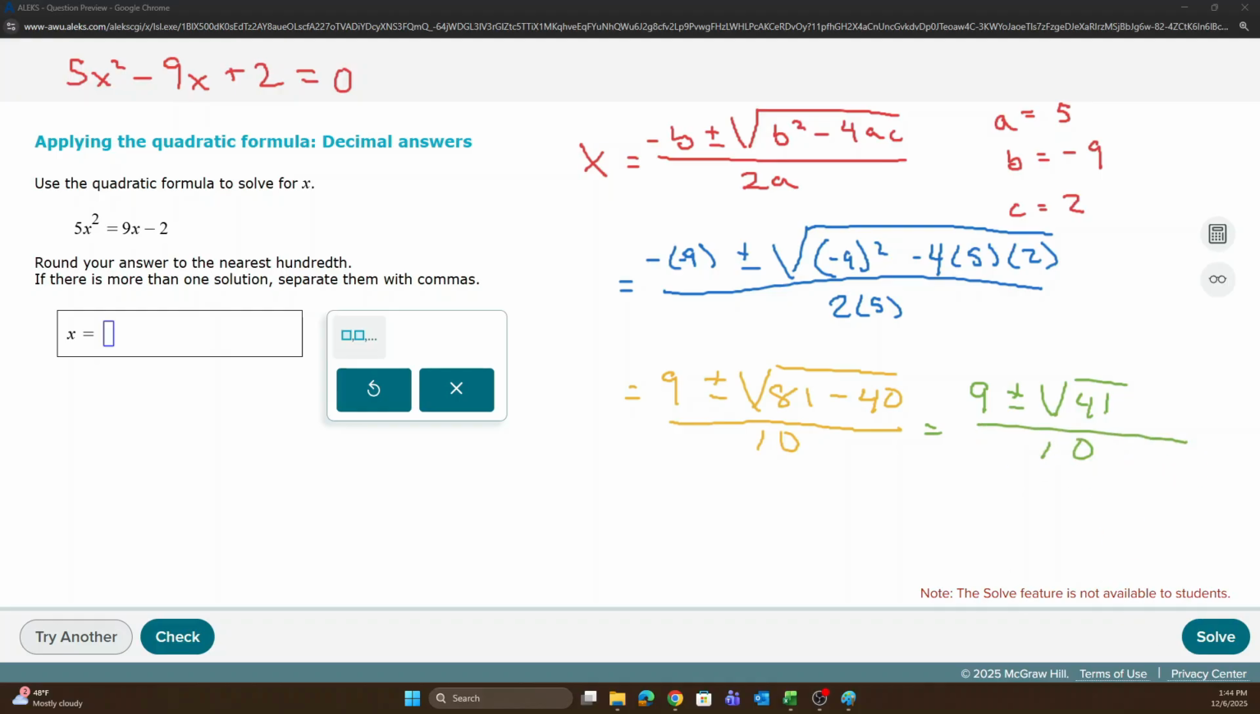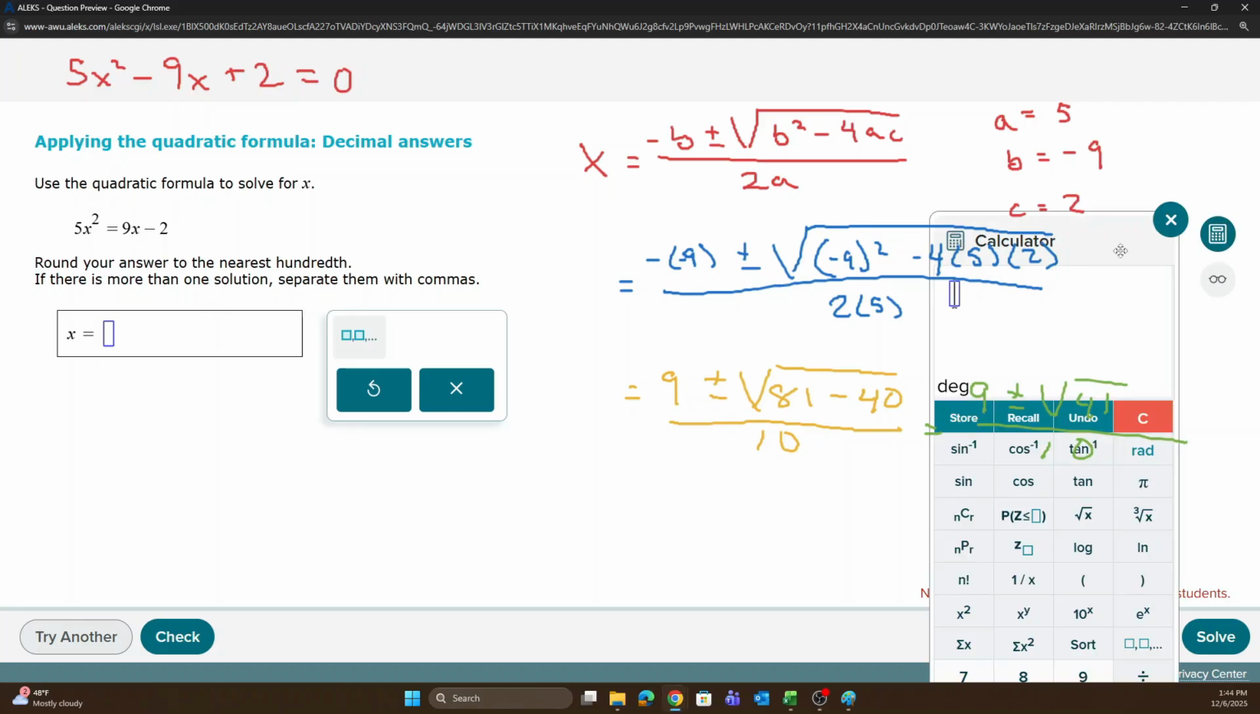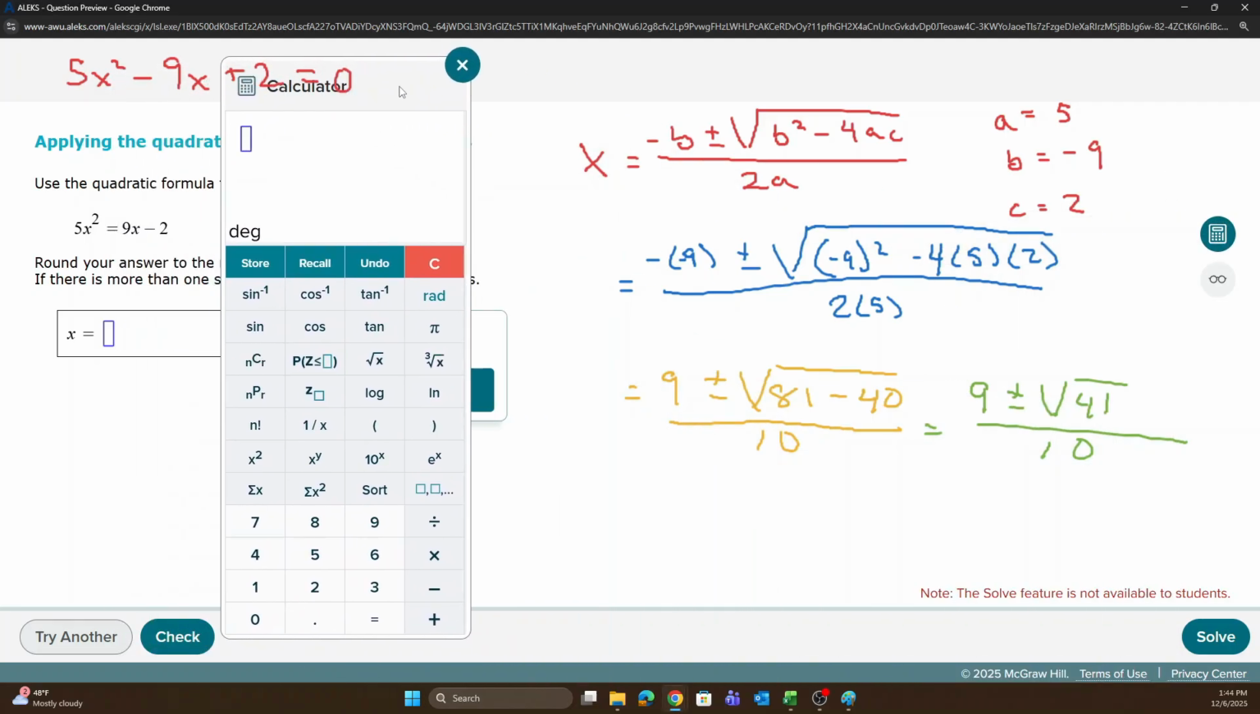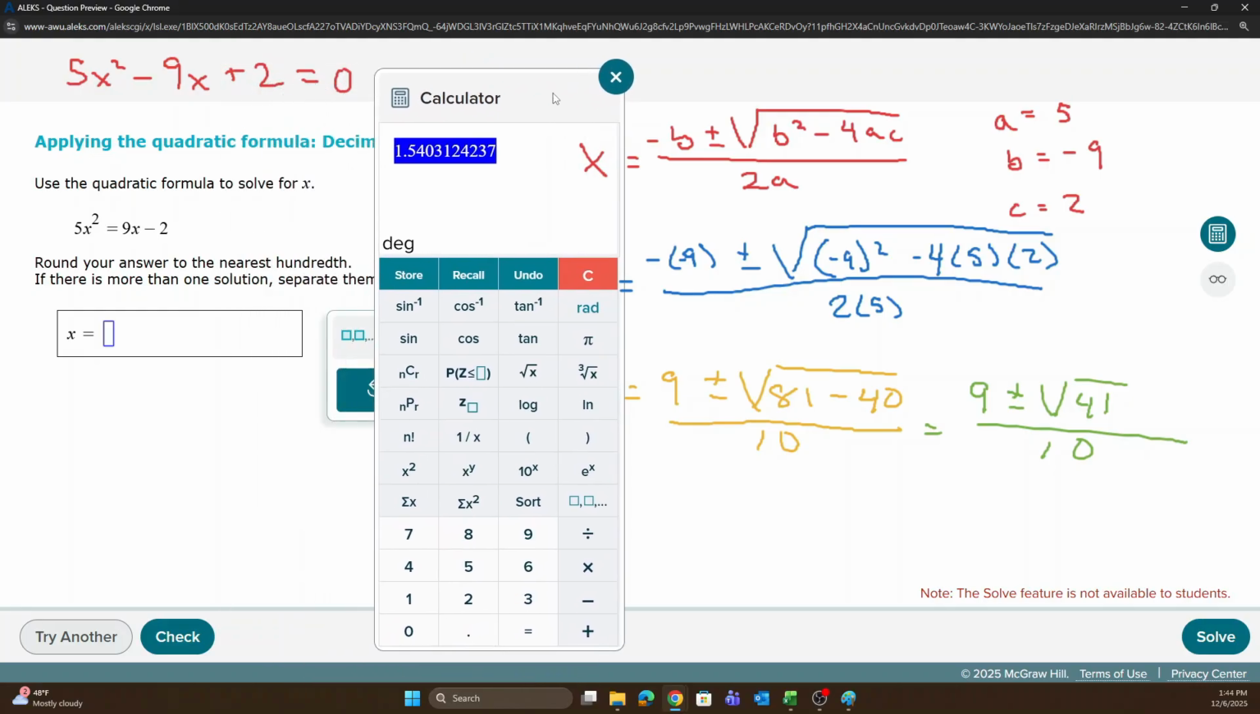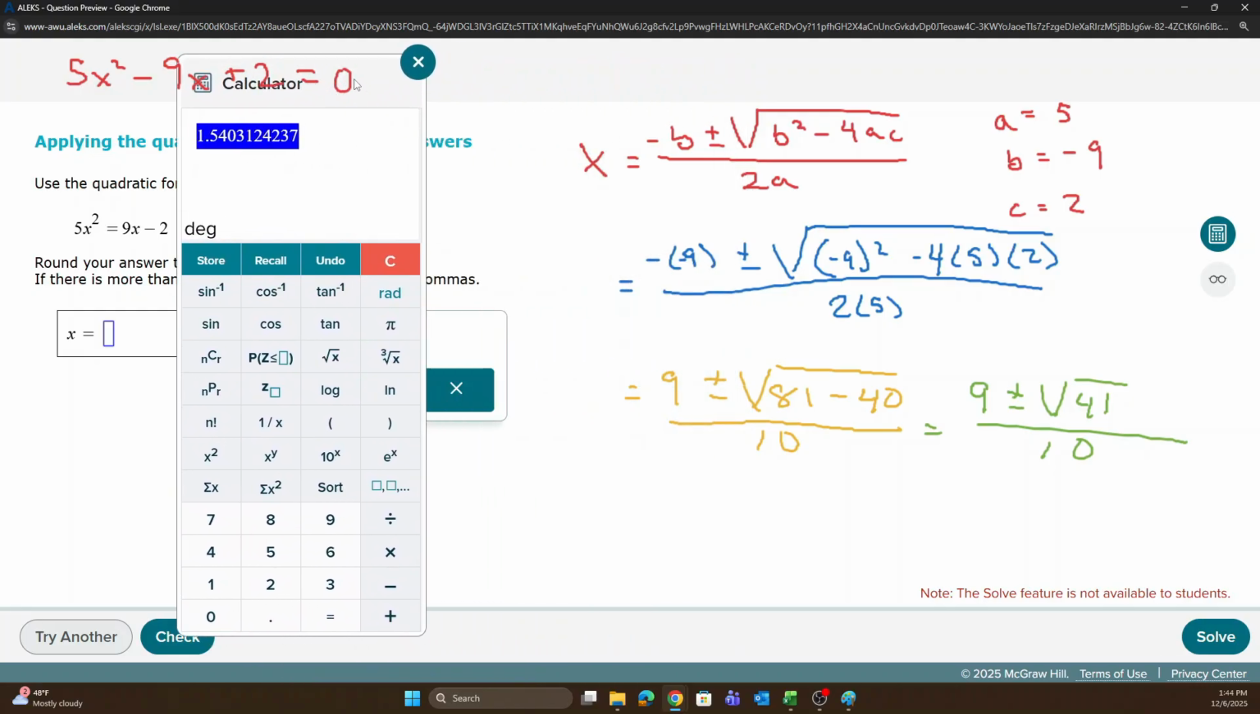Now that we actually have our calculator, we're going to go ahead and calculate these out. So we're going to start off with our fraction. We have 9 plus square root of 41 over 10. That gives us 1.54. We're rounding to the nearest hundredth, so 1.54.